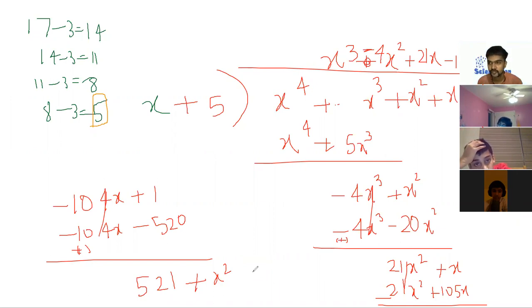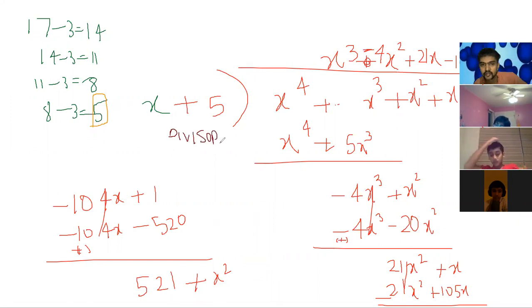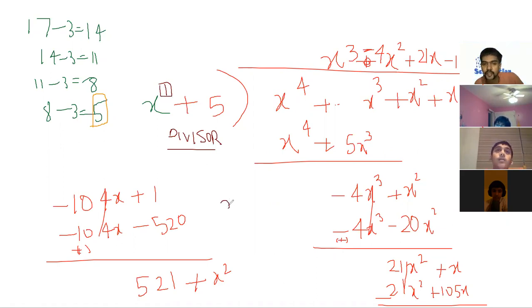Wait, I don't get what he means by 1 less degree. See here, that's what Abhi is saying. This is the divisor, right? So here your degree is 1, right? He's saying the remainder should be 1 degree less than this power. It should be x to the power 0. It can't be x to the power 1, right? If it is x to the power 1, what does it mean? It's x. You can still do something.